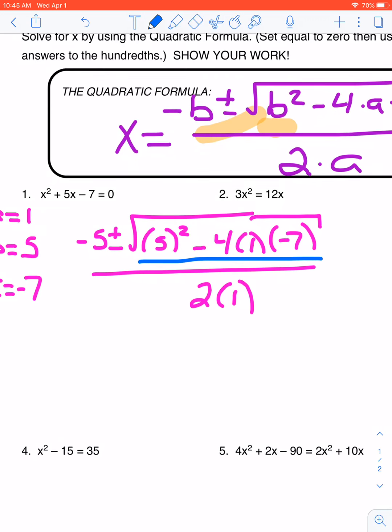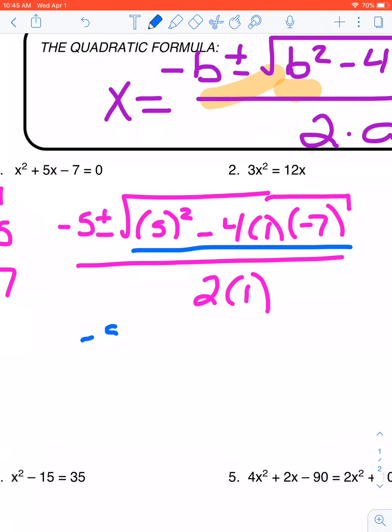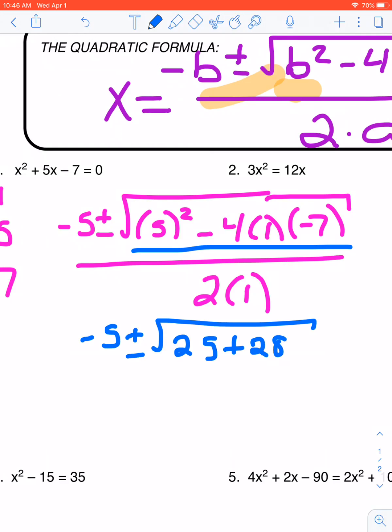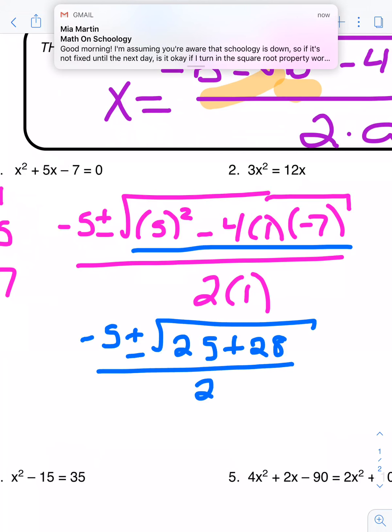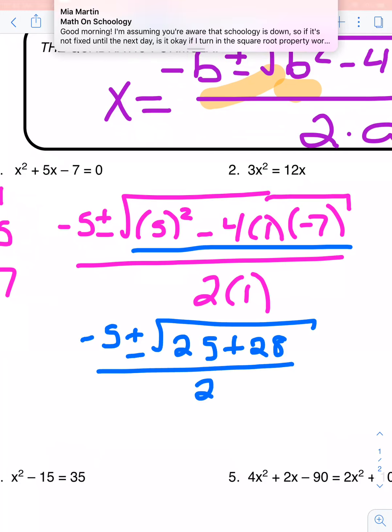So when I do that, I end up with negative 5 plus or minus the square root of 25, minus 4 times 1 times negative 7. So when I type in the calculator, I do negative 4 times 1 times negative 7, and that's going to give me a plus 28. So really pay attention to those negatives here, because a lot of times people will leave that at negative 28, and your answer is going to be totally different. So be aware of that.